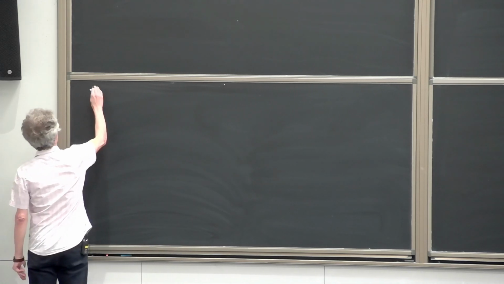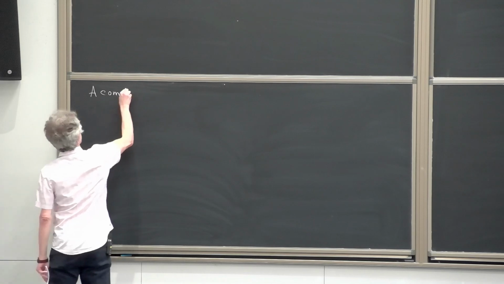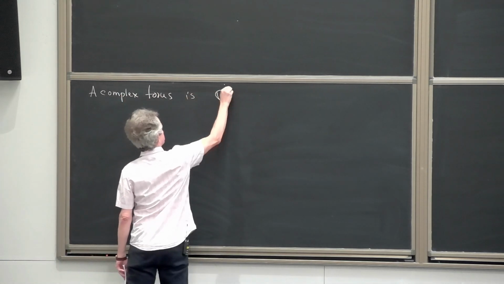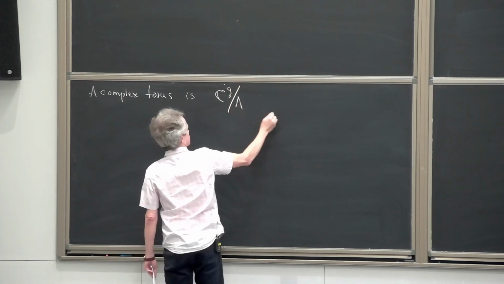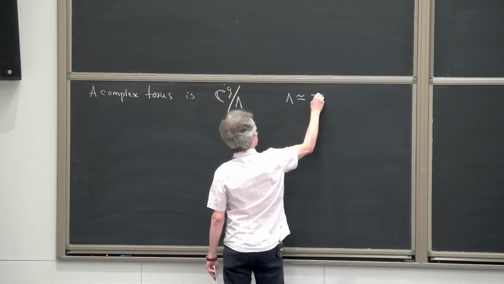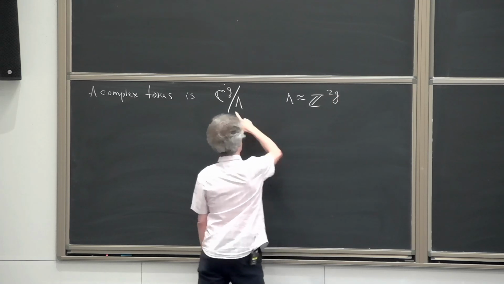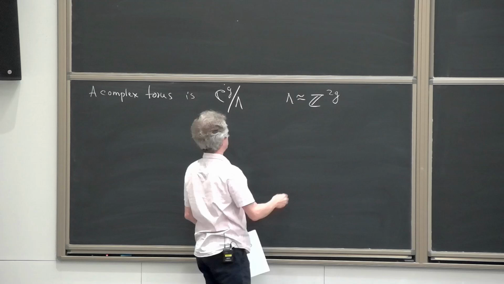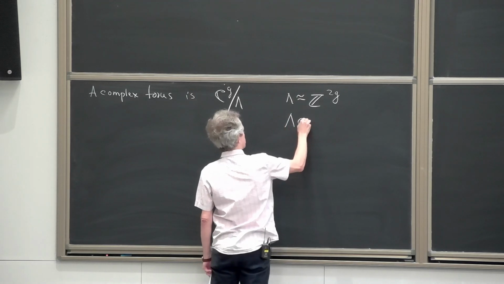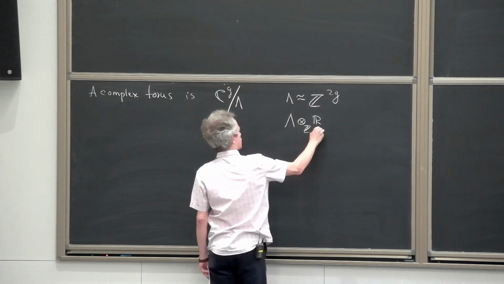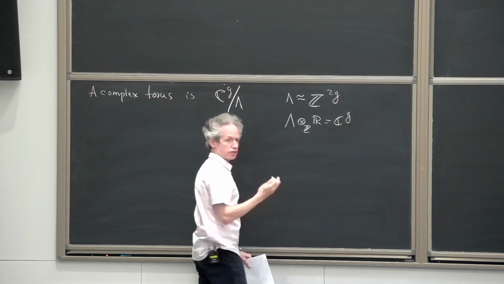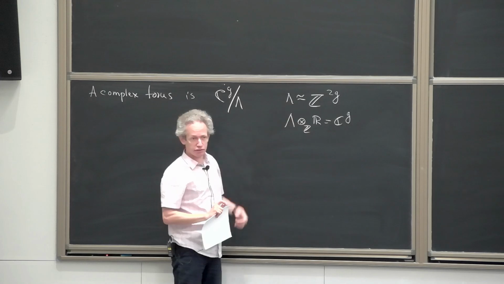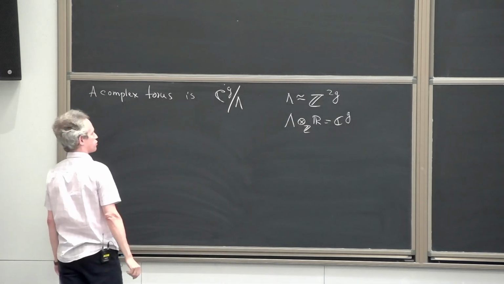So a complex torus is abstractly a quotient of C^g by a lattice, whereby the word lattice, I mean it's a group, an abelian group in C^g isomorphic to Z^{2g}. So it has 2g generators, and it has to be full rank, which is to say that if I tensor it with R, I get all of C^g, which is just to say that as vectors in R^{2g}, the 2g generators are linearly independent. That's what a complex torus is.